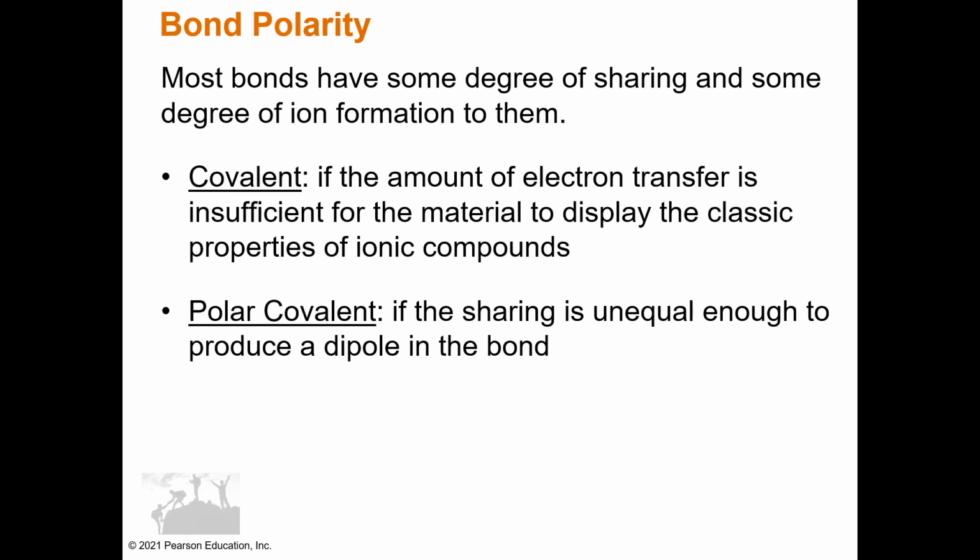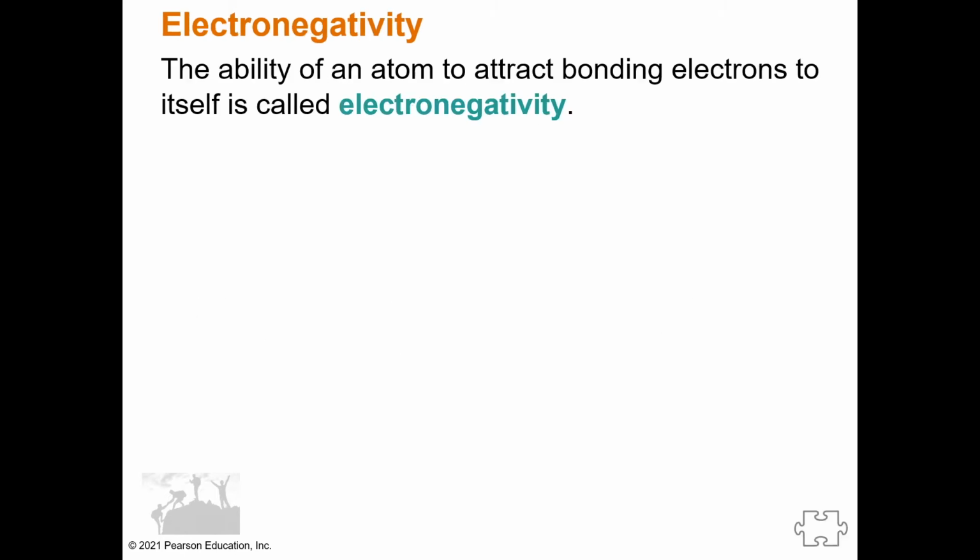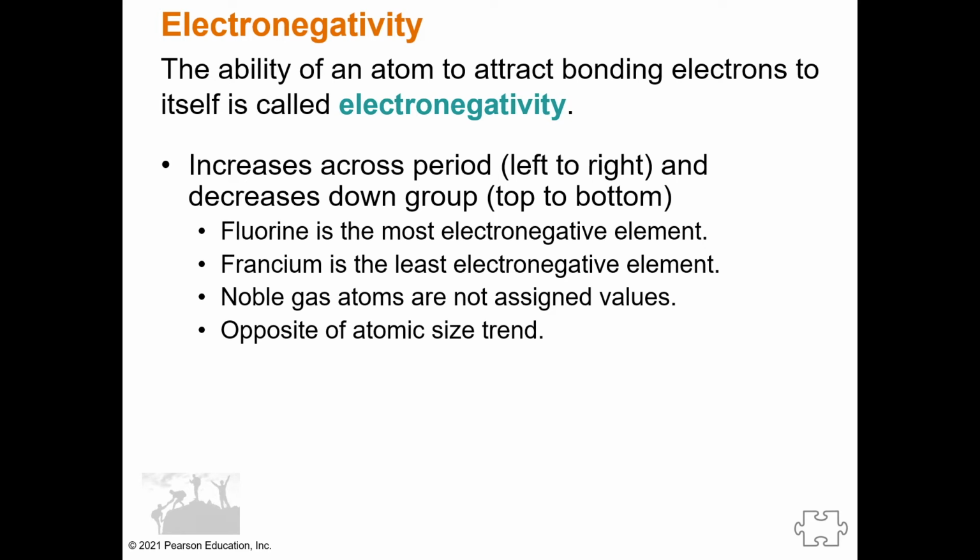Here are a couple of definitions regarding bond polarity. So if you have a purely covalent bond, then those electrons in that bond are being shared equally between the two atoms. If one atom is a little bit more electronegative than the other, then you would have a polar covalent bond. There's an unequal sharing, so there would be a dipole moment in that bond. So when you see the term electronegativity, think of an atom that wants to attract electrons to itself.